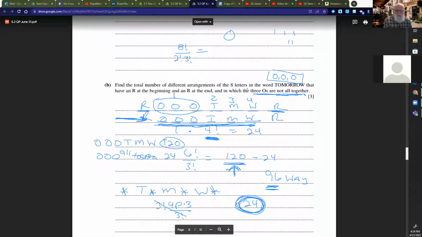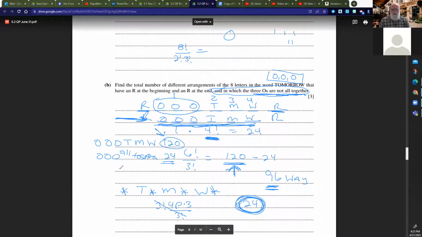Now, what's the question asking? In which the three O's are not all together. So this is the number of ways they can be arranged, and this is the number of ways when the three O's are all together. If I take 24 away from the 120, then these other ways must be the ways when they're not all together. Oh, okay, it clicked. Yeah. Sometimes with these kinds of situations, they may ask you to find something, and it's actually easier to find the opposite of what they're asking for.